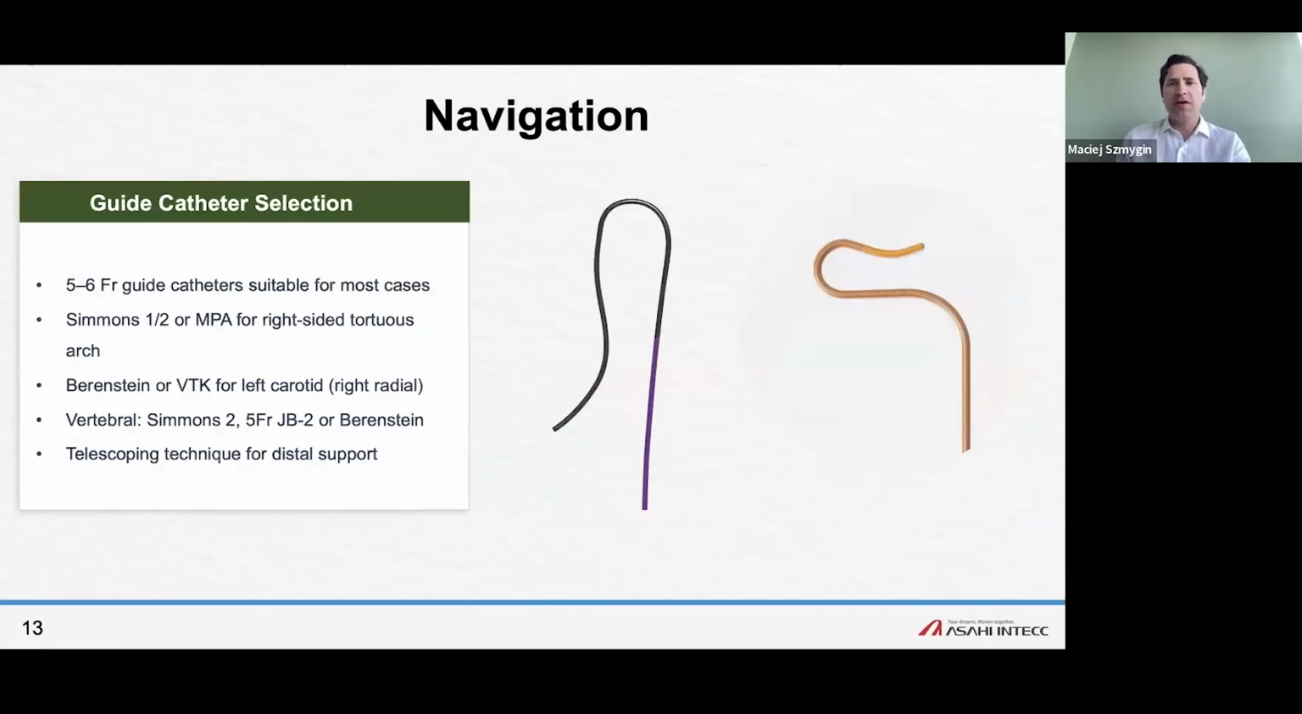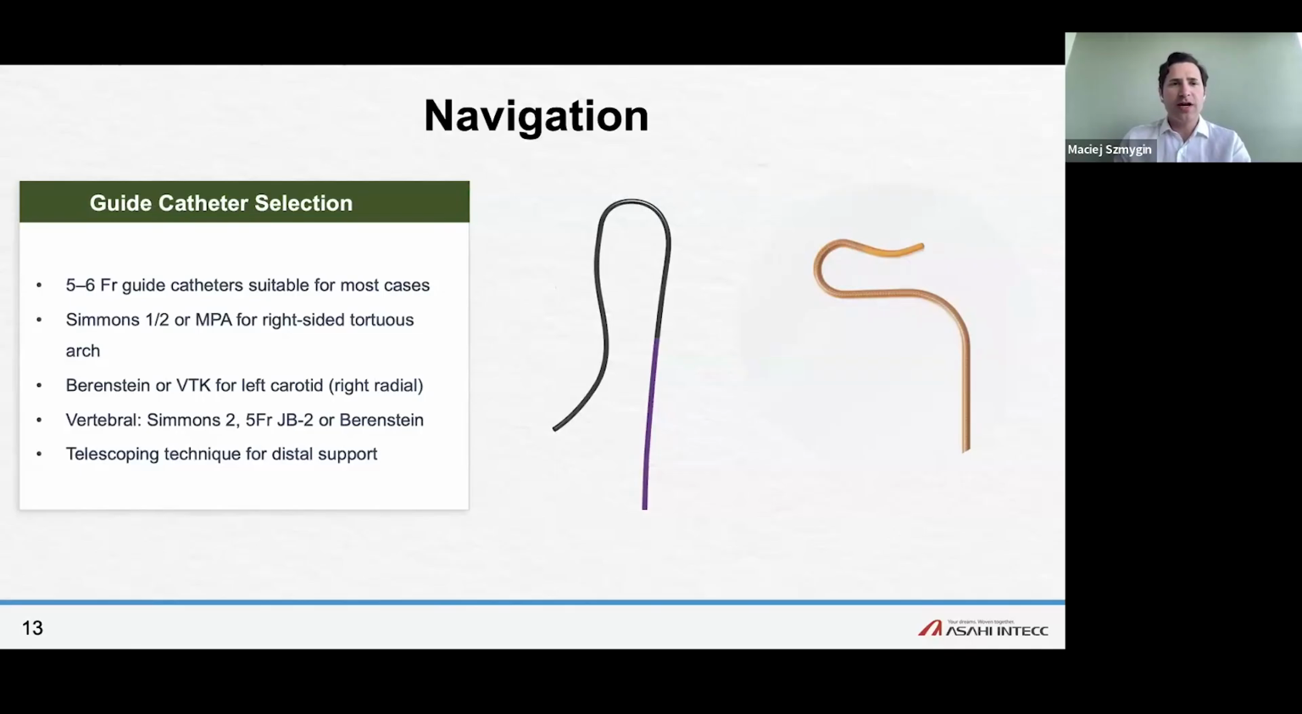Once we are in the aortic arch, we have to form and cannulate the vessel. We use 5 French guide catheters most commonly, over which we introduce our sheaths. What we most commonly use in our practice are Simmons 2 or VTK catheters. These can handle 99% of all vessels, or 95% at least. But it's good to be prepared and to have a lot of catheters.